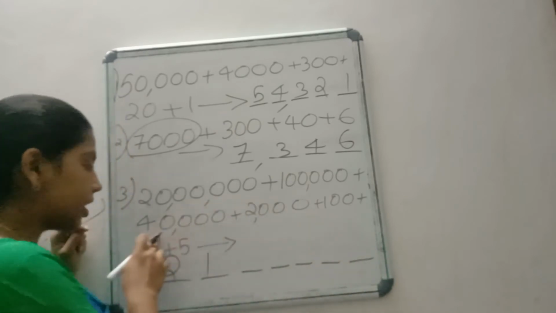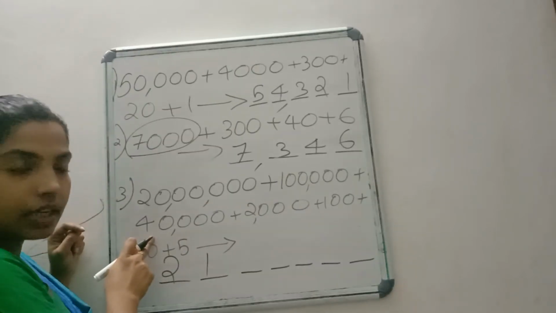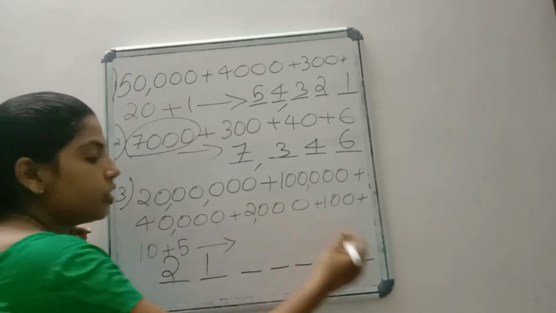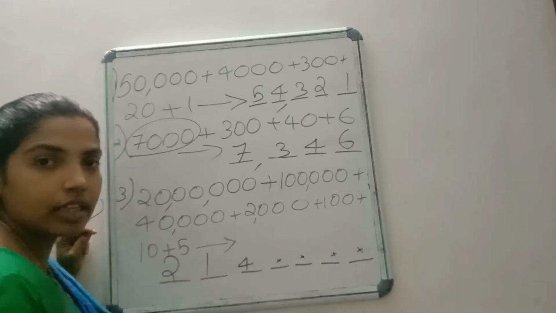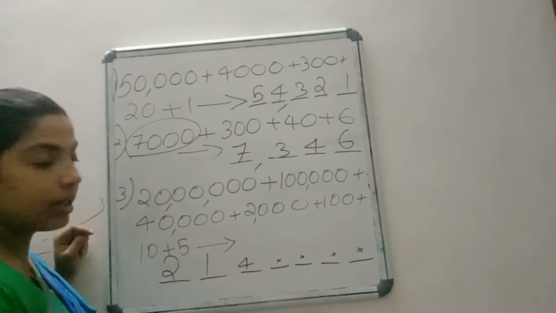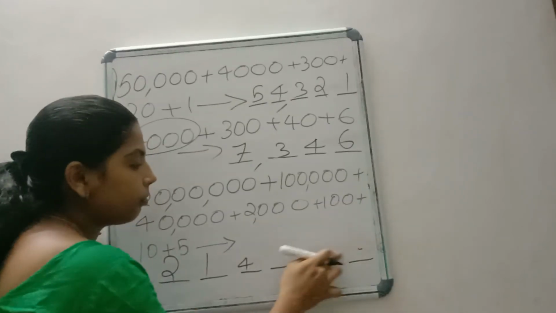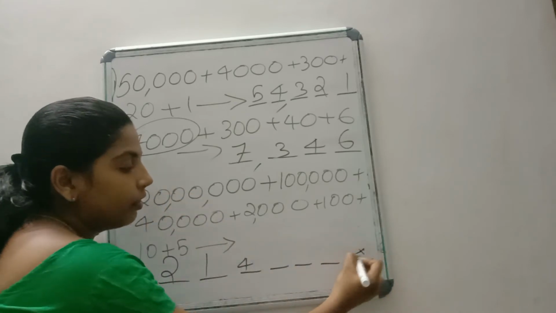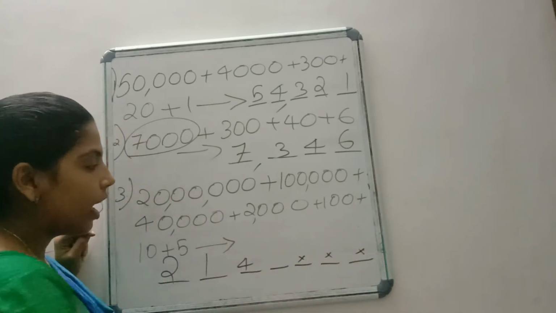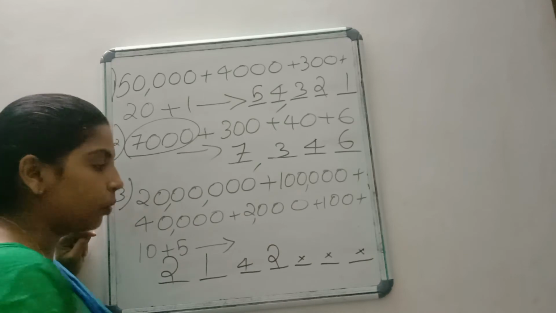Now move to the next number. It is 40,000. 4 zeros are there. So starting from the right extreme end, leave 4 places and write that number in the next place. Okay, next it is 2000. How many zeros? 3 zeros. So leave 3 places from this right end and in the next place write that 2.